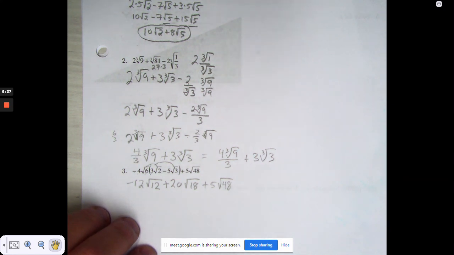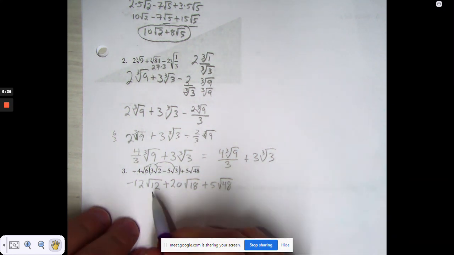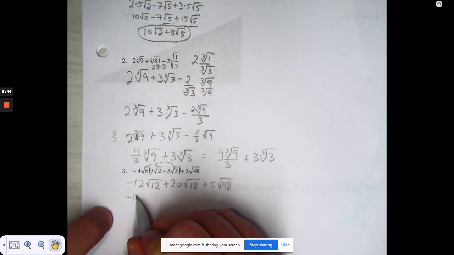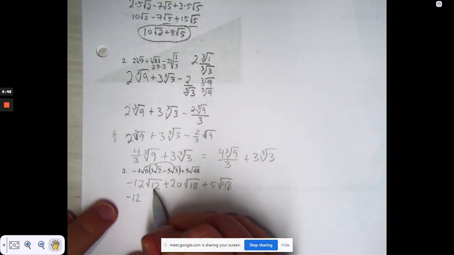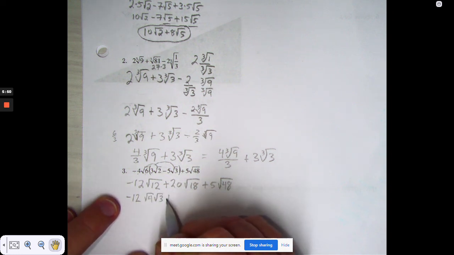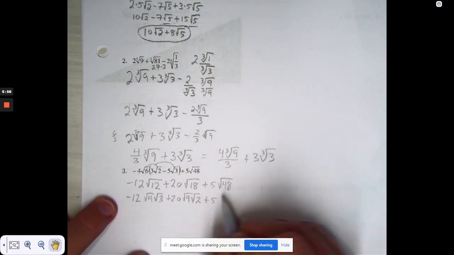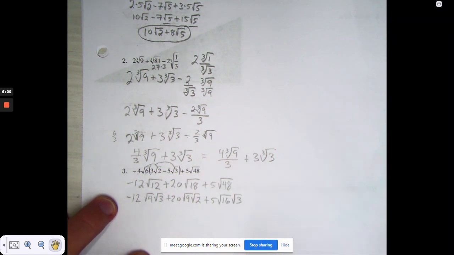So now that we've distributed that all through, we're going to actually break down and pull out any perfect squares that we can. So this is going to be negative 12, and then 12 goes down to 4 and 3. 18 becomes 9 and 2. And then 48 is 16 and 3.